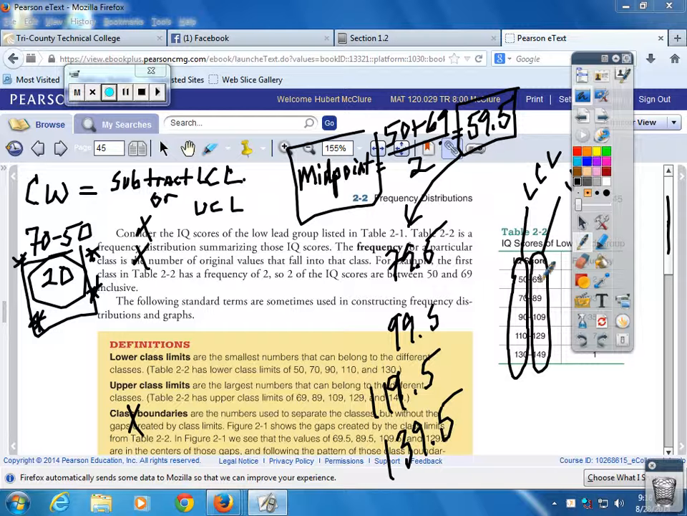69.5 goes here. 69.5 plus 20, 89.5. Or you could just say 89.5, 89.5, 109.5, 109.5, 129.5, 129.5, 149.5. That's your class boundaries. It's a piece of cake. Now, what if I had 50.1 here? Well, if I had 50.1, then you would go 49.95. Then we'll get into that when we do some of your homework problems, probably next week.